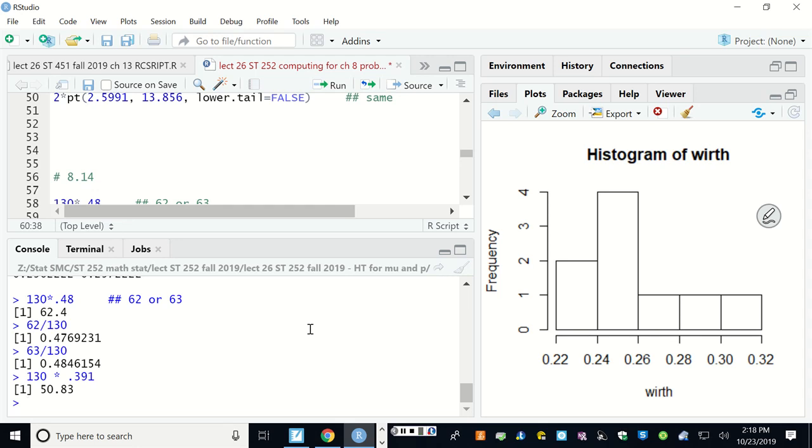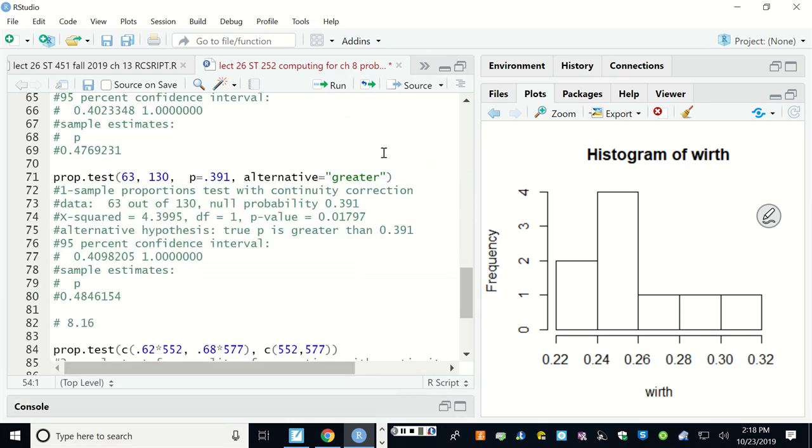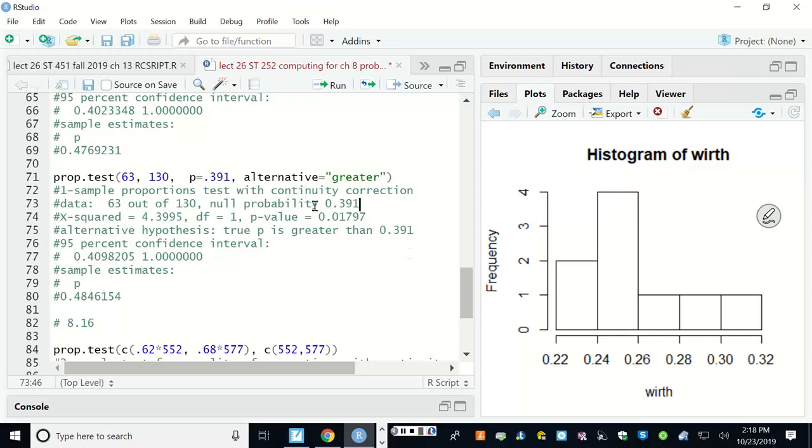Right? You more strongly reject it. You move out further, the tail area becomes smaller, p-values get smaller. It's a good thought exercise to think about how those things change. The z-value is going to get bigger, but that means that the tail area is smaller. Right? So you reject, you're more sure of it. So with 63, the p-value is now 0.01797. So it's dropped from 0.028 to 0.018. So it's smaller. So you still reject at the 5% significance level, and we get the same conclusion.